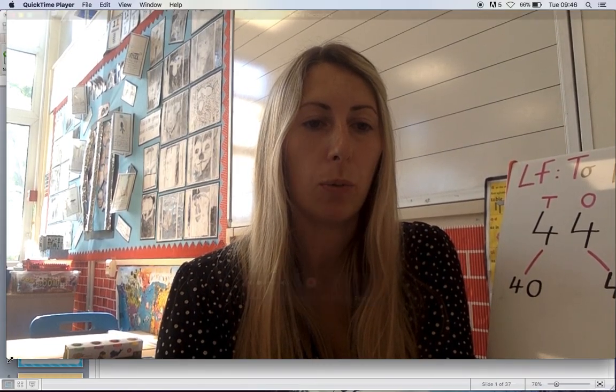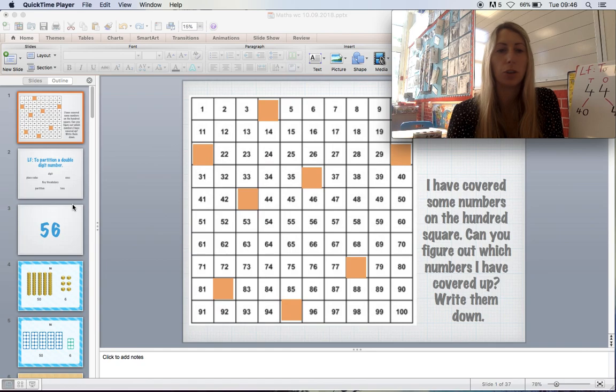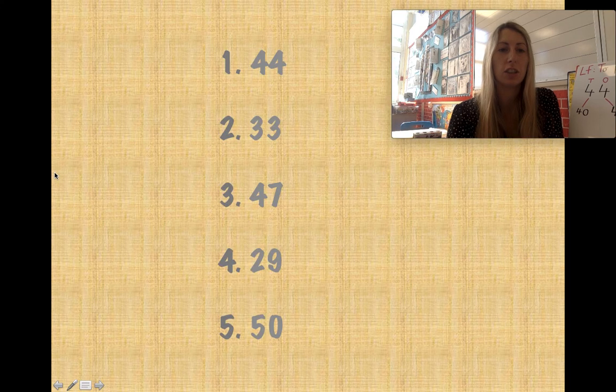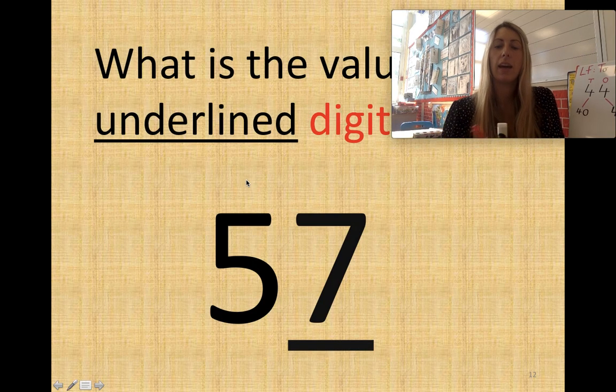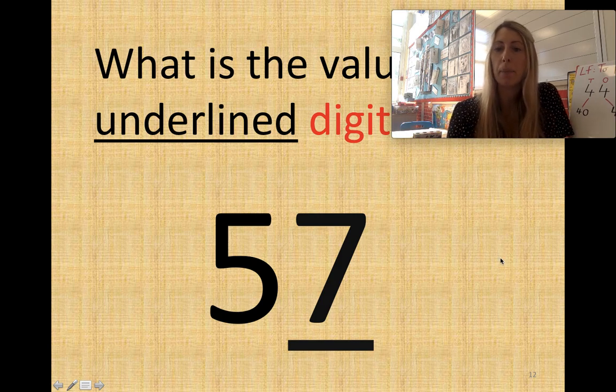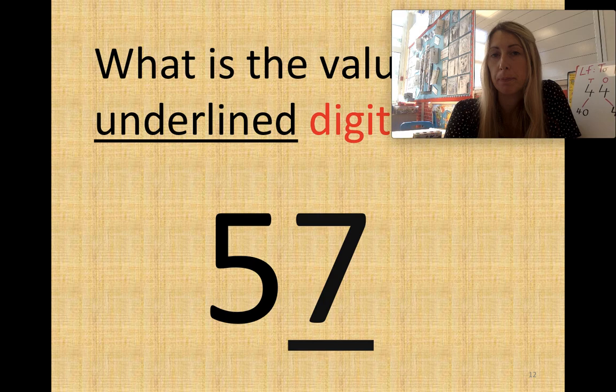Okay, now we know how to partition, so let's make sure that you're confident with the value of each digit. So here I have got a double digit number, 57. So do you know what the value of the underlined digit is? So which digit has been underlined? We've got 7. Is that in the tens column or is it in the ones column? So you can see that's in the ones column. So 7 1s are 7.